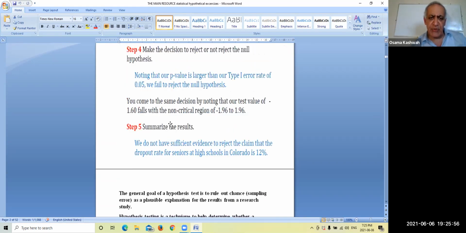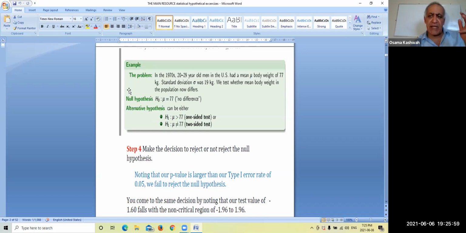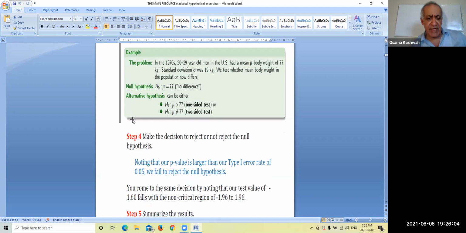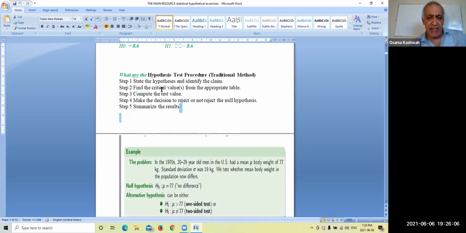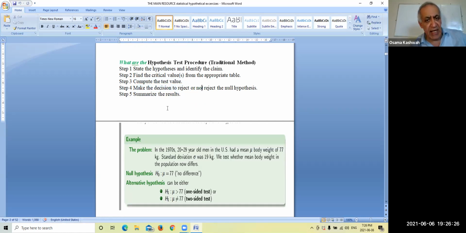After this, we'll do the procedure. The first step is formulating hypothesis 1 and hypothesis 0. The second step is to find the critical value, which we'll find from the tables, as I will show now. Third, compute the test value. Which test we use depends, because there are about 15 to 20 tests, parametric and non-parametric. Then make the decision to reject or accept the null hypothesis. Then summarize your results, stating the decision or your report.